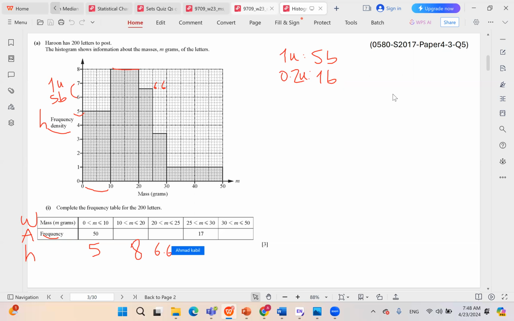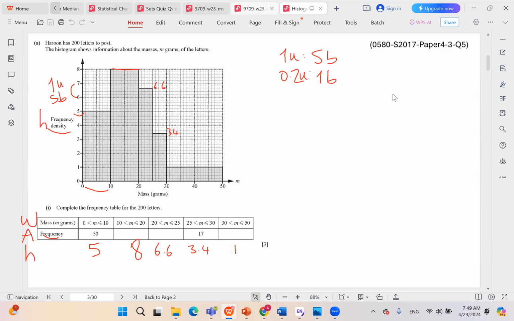And then for the 25 to 30, again, we need to estimate the height. So the height here is going to be 3.4, because it's 2 small boxes above the 3. So this is going to be 3.4. And finally, from 30 to 50, the height is 1.